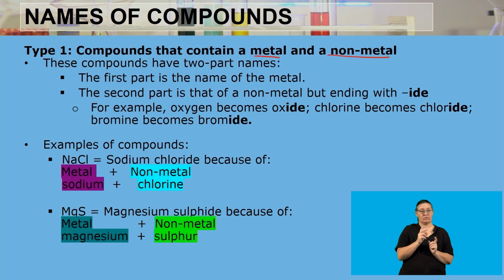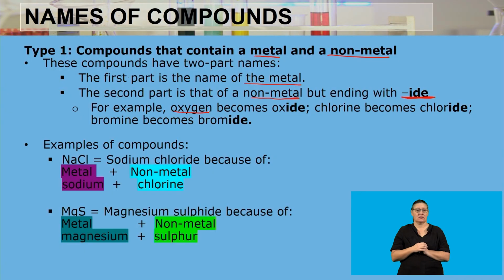These compounds have two-part names, whereby the first part is the name of the metal. So for that compound, you need to start by naming the metal in it. That's the first part. The second part is the name of the nonmetal found in that compound. However, that nonmetal must have the ending -ide. Remember, our nonmetals include oxygen, chlorine, iodine, bromine, and so forth.